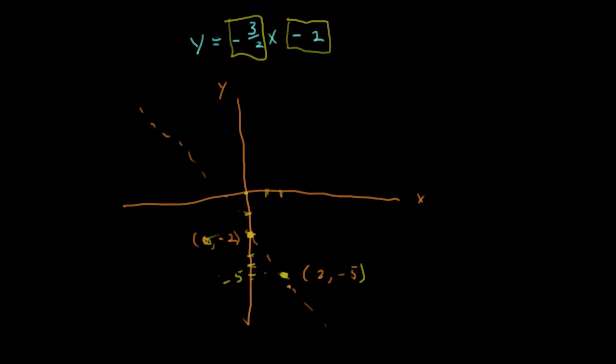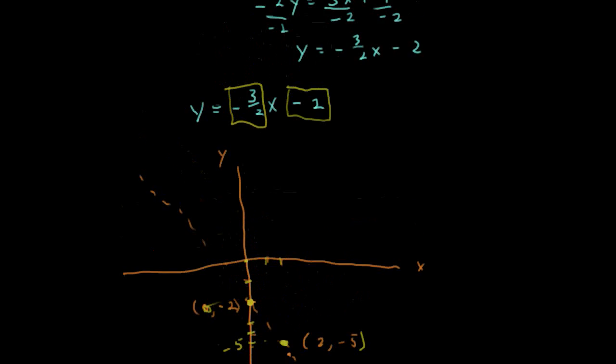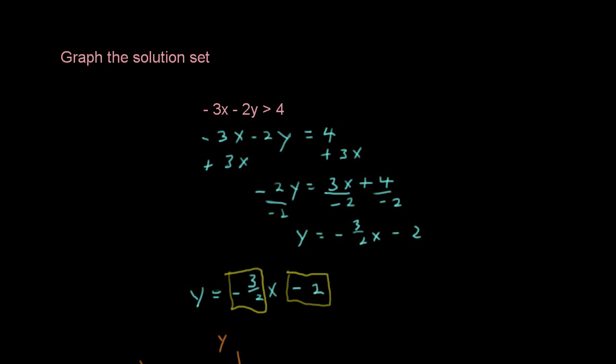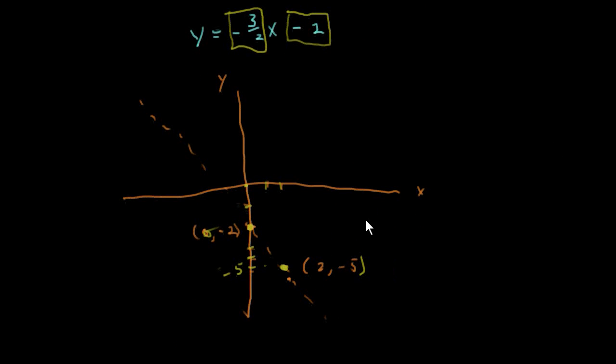And then the decision is whether I should join them with a dashed line or a solid line. In this case, it's going to be a dashed line because we have an inequality here without an equal sign underneath it. If it was a greater than or equal to sign, or less than or equal to sign, it would be a solid line. But if it's just either greater or less, it will be a dashed line. So in our case, we wanted a dashed line. And that's what we've got.